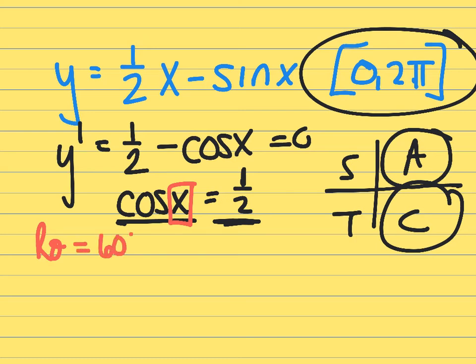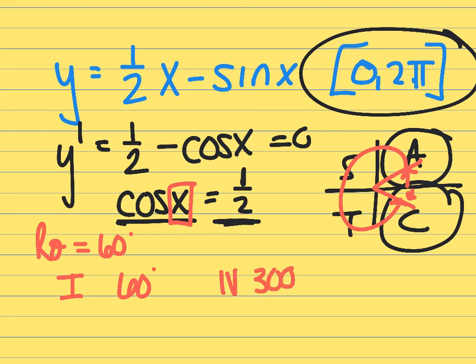Okay, so what that means is you're going to go 60 degrees in this direction and 60 degrees in this direction. So in quadrant 1, that's 60 degrees, but in quadrant 4, that's 300 degrees. So I'm going to make a note. In quadrant 1, that's 60 degrees. Quadrant 4, that's 300 degrees.